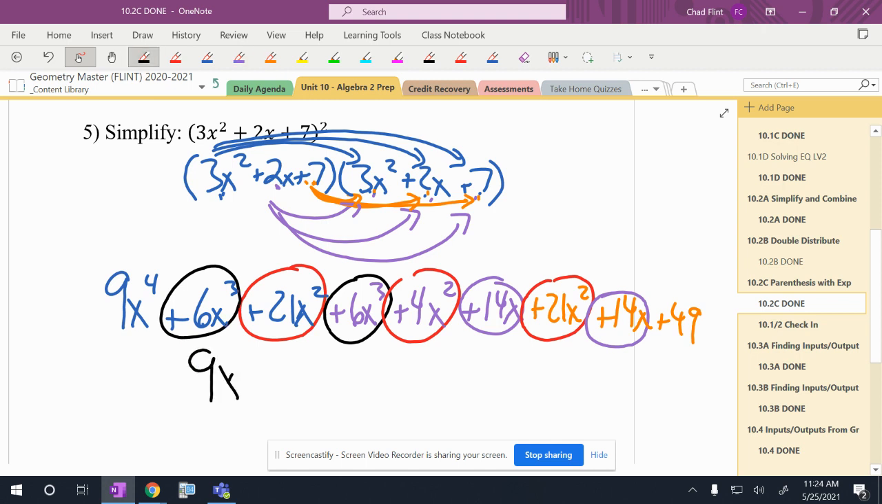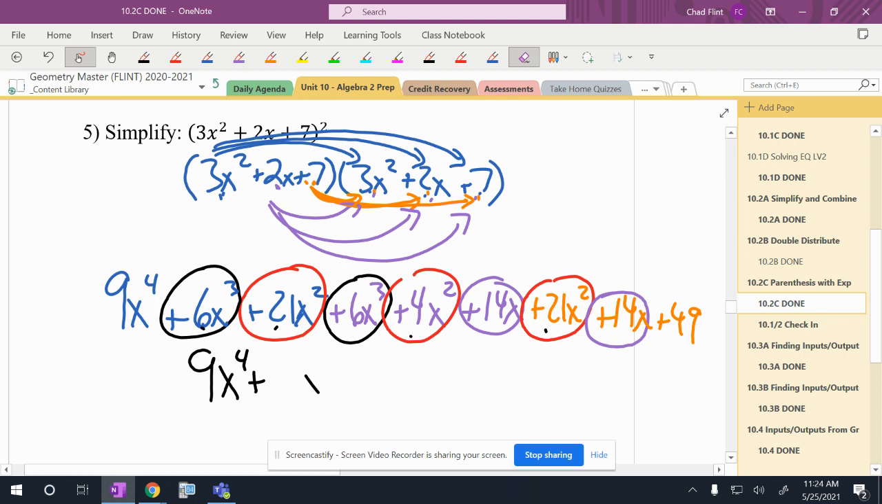So I have 9x to the fourth. I've got 6 and 21x to the third, so plus 27x to the third. I've got a 4 and a 21, so I've got 25. Oh, I missed the 21, sorry. I've got two 21s, so I've got a, hang on. All right, hang on, I gotta back up.